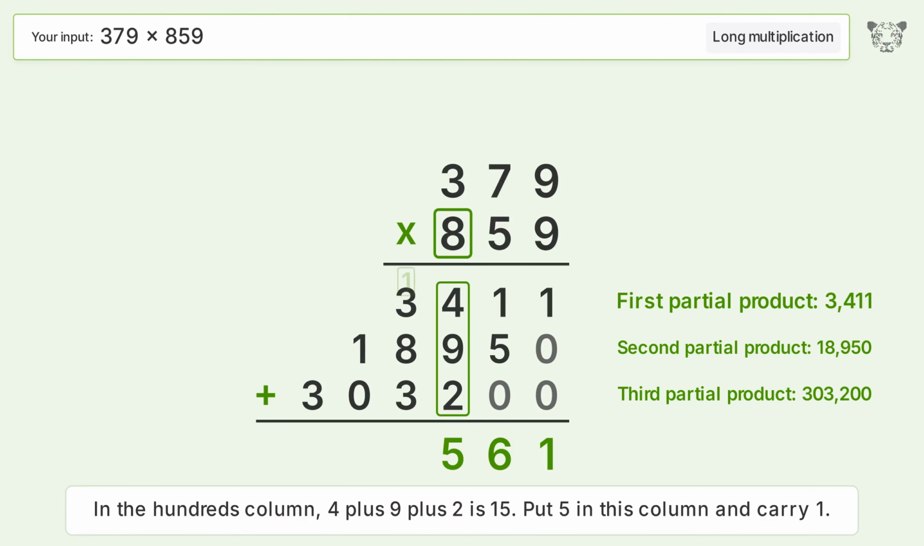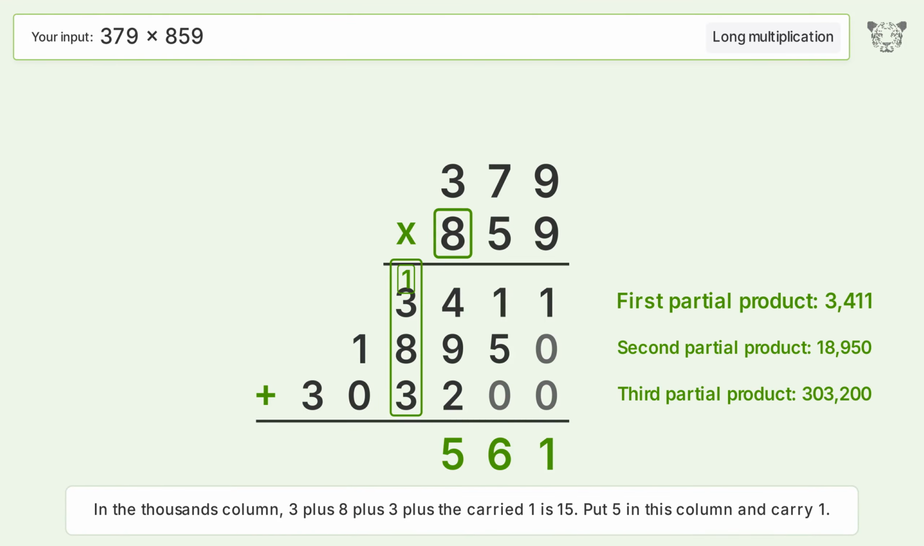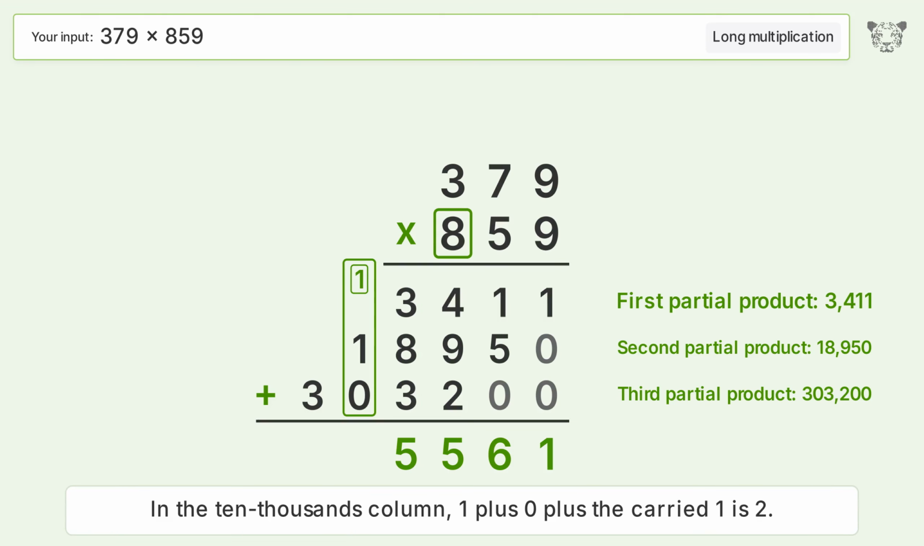Put 5 in this column and carry 1. In the thousands column, 3 plus 8 plus 3 plus the carried 1 is 15. Put 5 in this column and carry 1. In the ten thousands column, 1 plus 0 plus the carried 1 is 2.